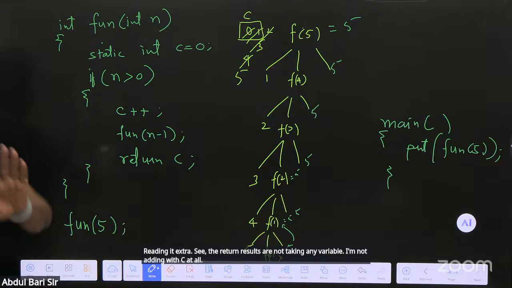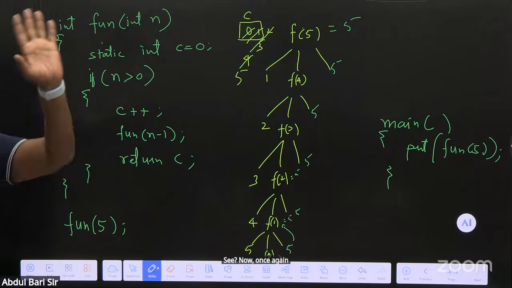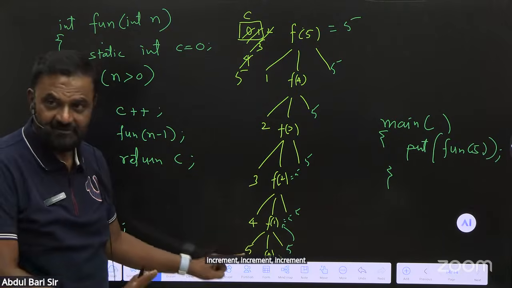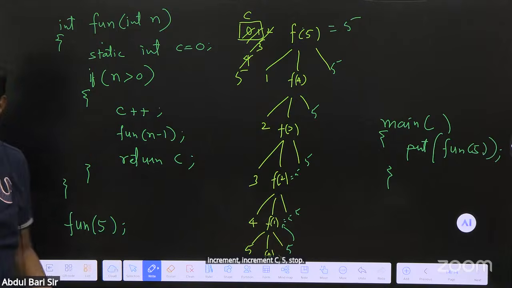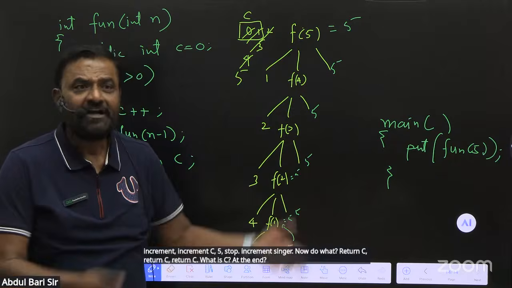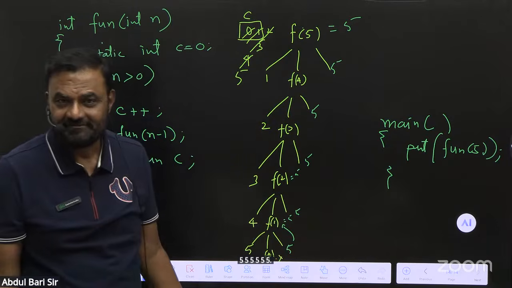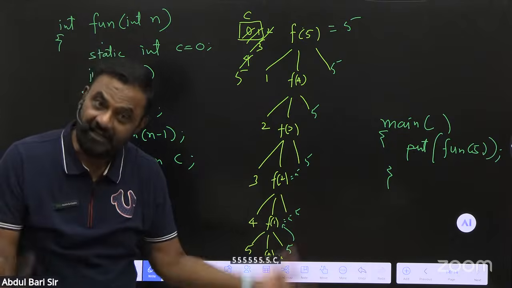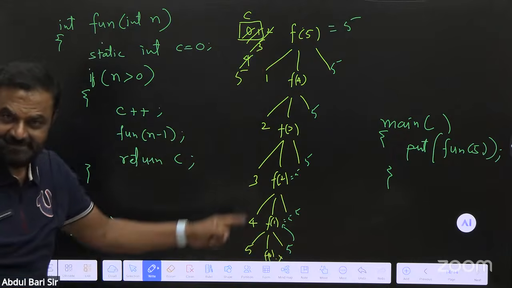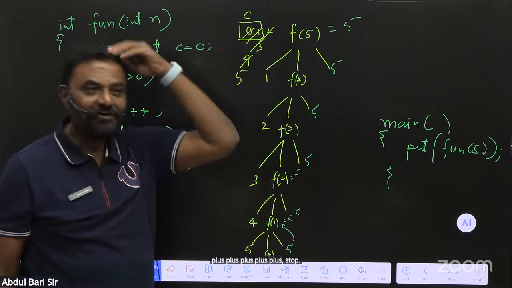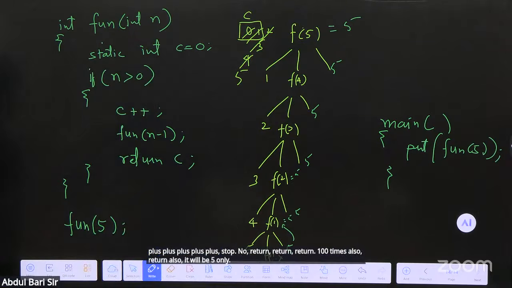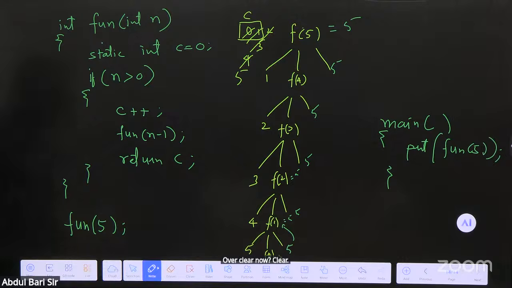See, now once again, read it here, freshly. Increment C, increment C, increment C, increment C, increment C, 5, stop. Now do what? Return C, return C, return C. What is C? At the end, 5. Plus, plus, plus, plus, plus, stop. Now return, return, return. Even 100 times return, it will be 5 only. Over. Clear now? Sure.